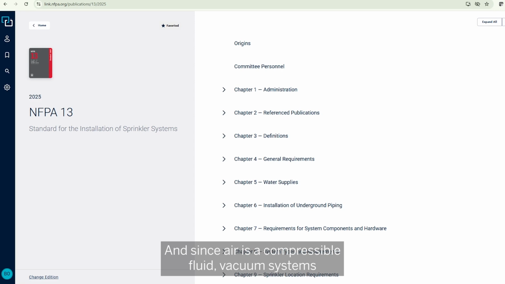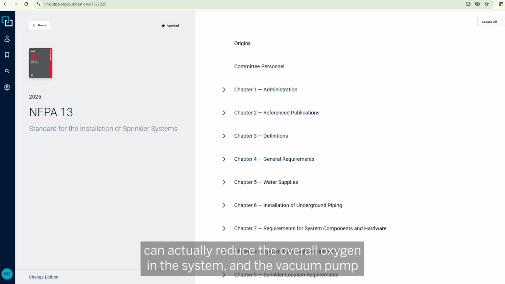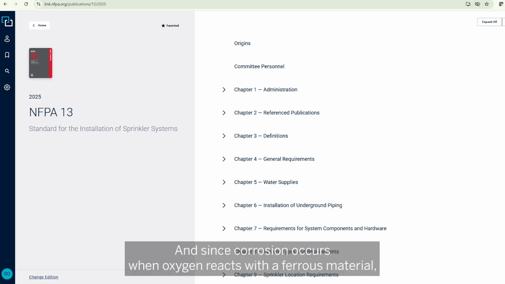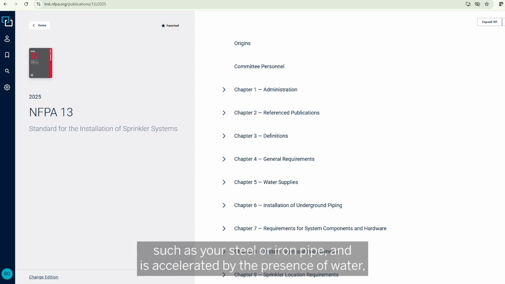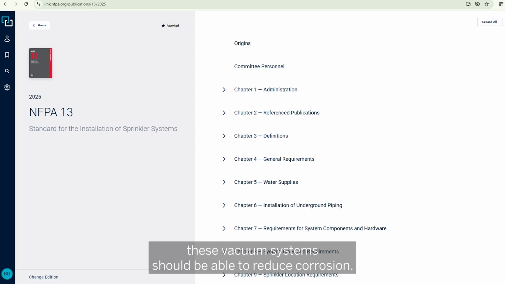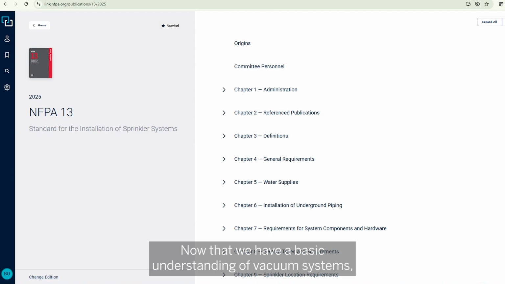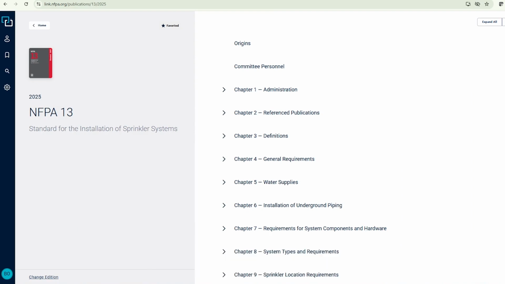And since air is a compressible fluid, vacuum systems can actually reduce the overall oxygen in the system, and the vacuum pump can remove residual water, such as condensation. And since corrosion occurs when oxygen reacts with a ferrous material, such as your steel or iron pipe, and is accelerated by the presence of water, these vacuum systems should be able to reduce corrosion. Now that we have a basic understanding of vacuum systems, let's take a look at the requirements in NFPA 13.